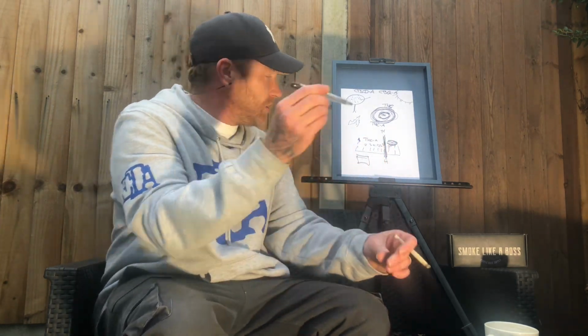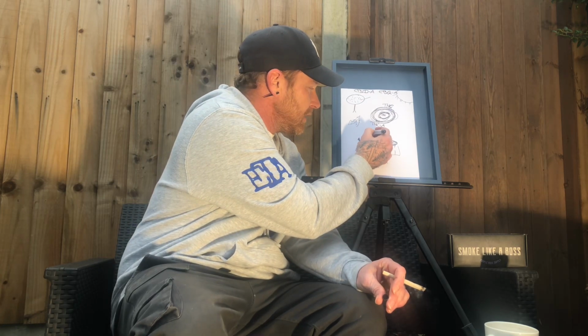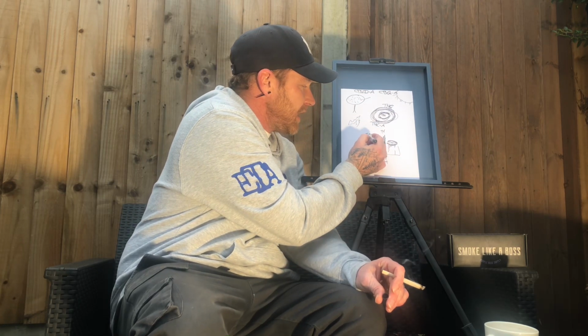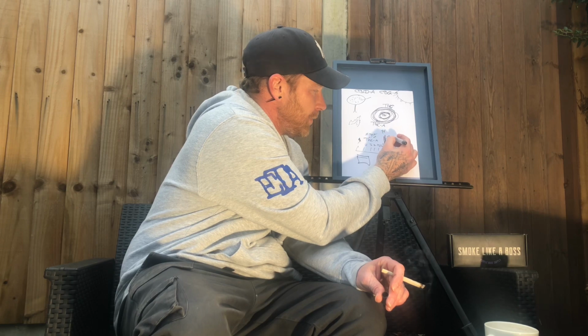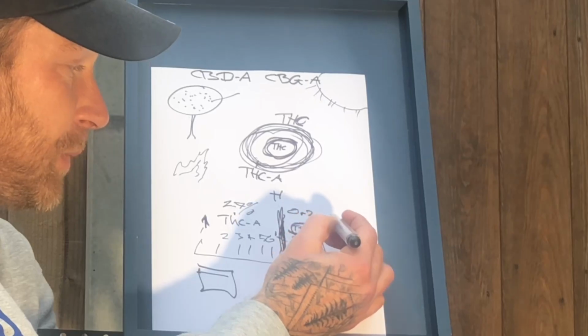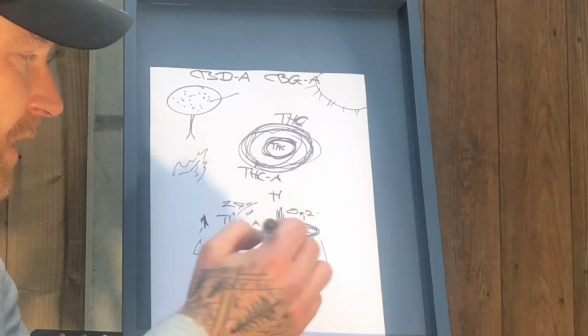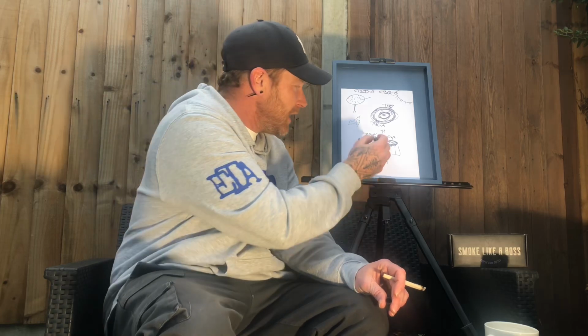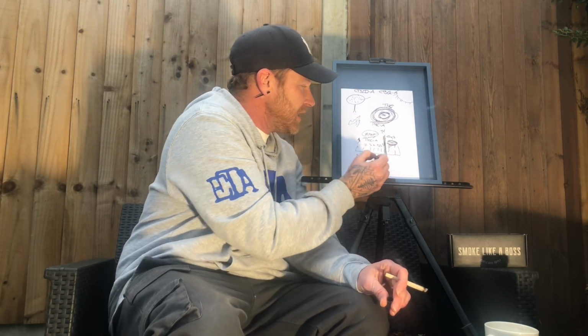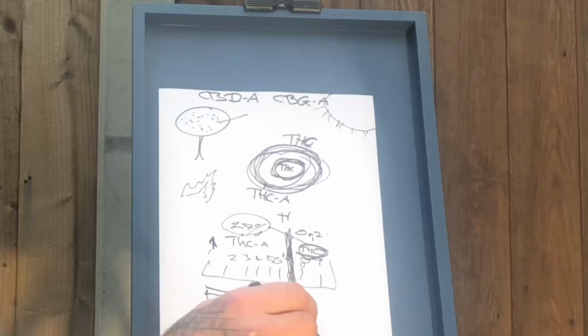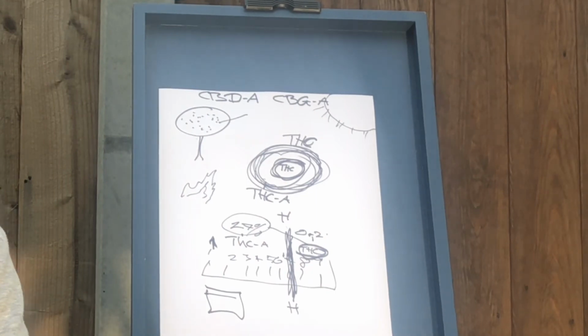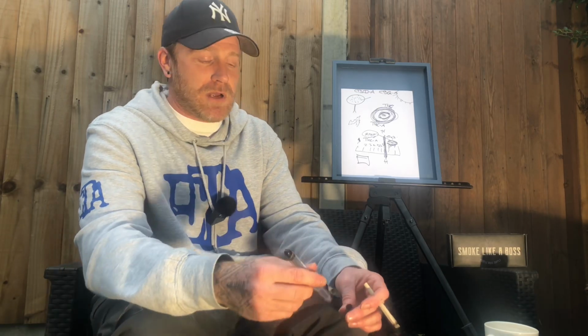So if this has got 27% THC-A and 0.2% THC, that's classed as hemp. But as soon as you spark it up or pull it on your bong, that turns into THC. It's not a fake cannabinoid. Do you see what I'm saying? I hope I've explained it enough.